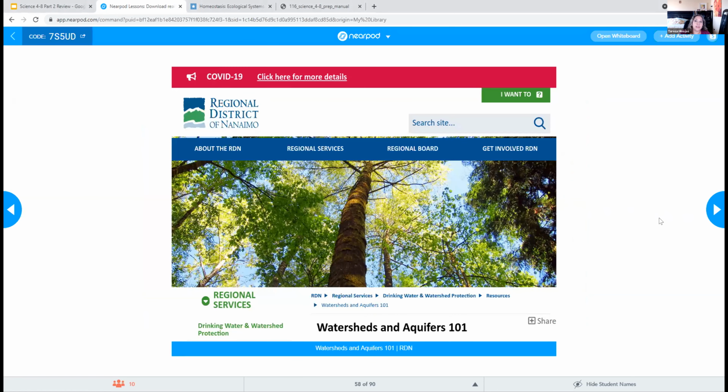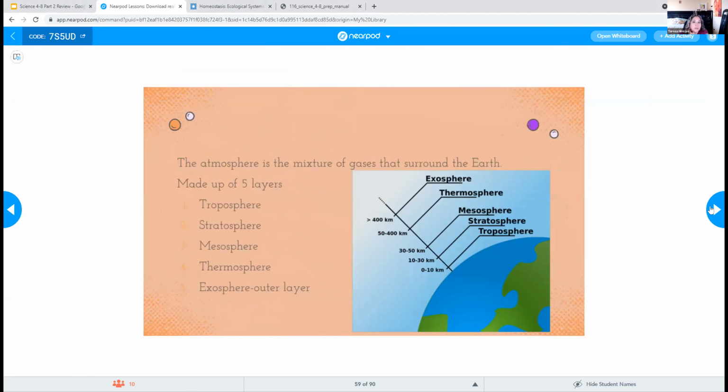Okay, and then I put a link there, and it talks a little bit more about watersheds and aquifers if you wanted more information.